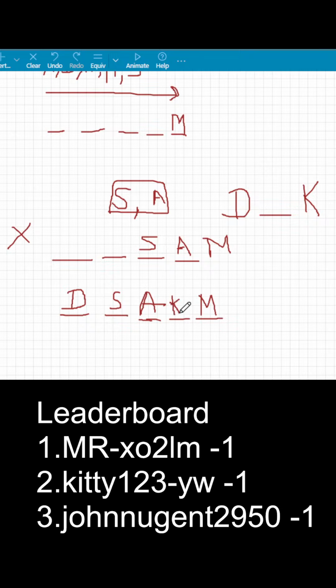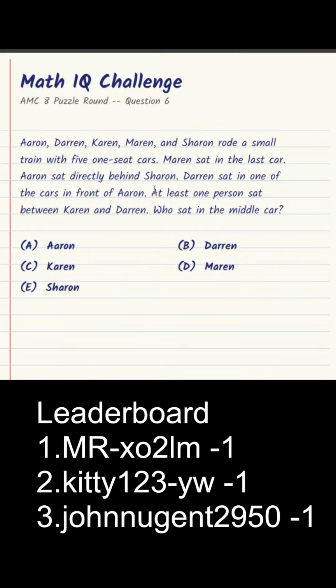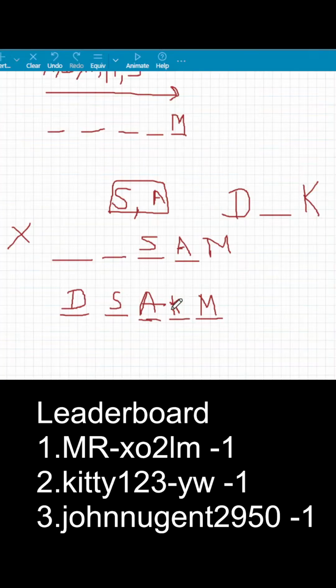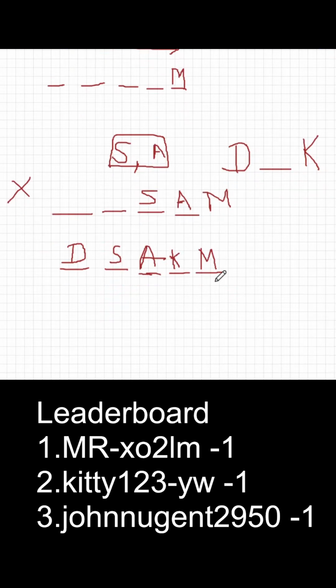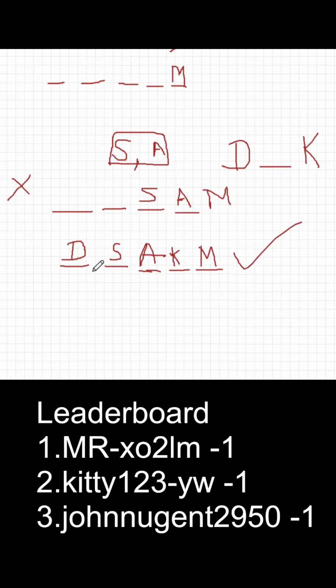And the last info that is given is also true, that at least one person sat between Karen and Darren. So Darren is here, Karen is here, so there are two people. So at least one person is there, so that means that is holding here. So all the facts are holding. Marin is in the last one. Sharon is in the car just in front of Aaron, so that is also true. Second and third. Darren is in front of Aaron, that is also true. And Darren and Karen, there is at least one person between them, so that is also true. So this is the correct order.